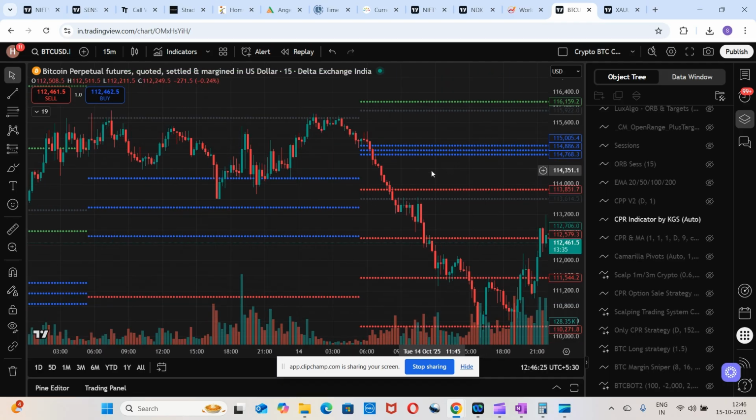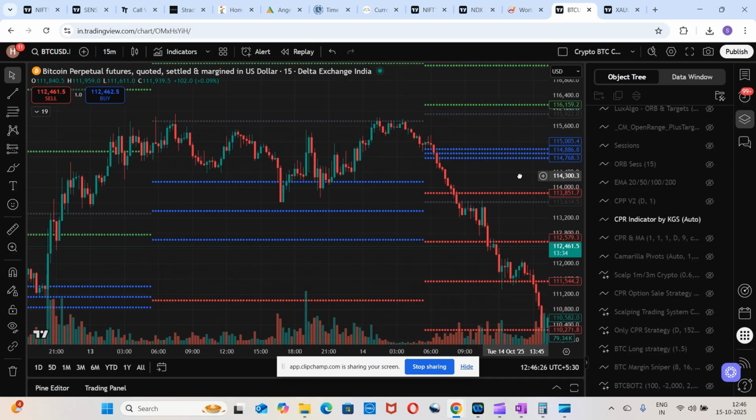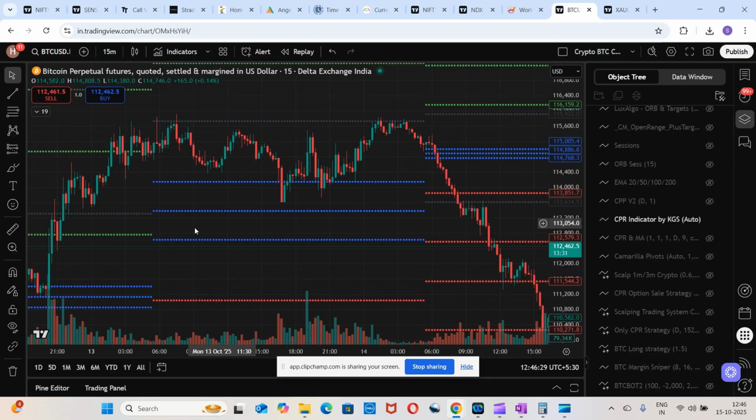Also you can take, your view would be bearish. And when CPR is very wide, then you can take an iron condor, iron fly, or strangle and straddle, because the market will most likely be range bound. If the market is within this range, then definitely it is range bound.